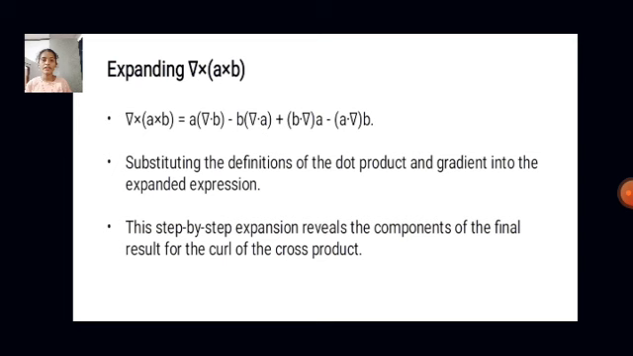Expanding ∇ × (A × B). ∇ × (A × B) = A(∇·B) − B(∇·A) + (B·∇)A − (A·∇)B. Substituting the definitions of the dot product and gradient into the expanded expression. This step-by-step expansion reveals the components of the final result for the curl of the cross product.